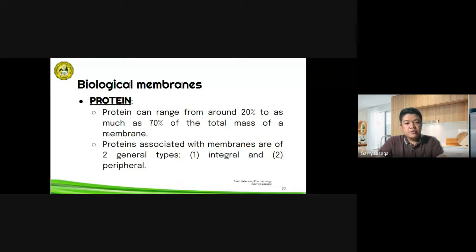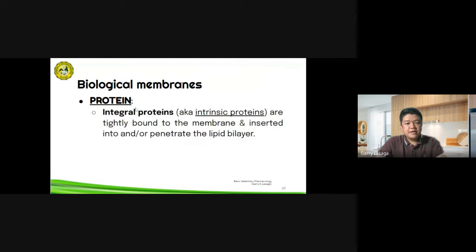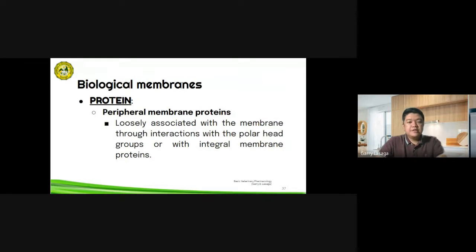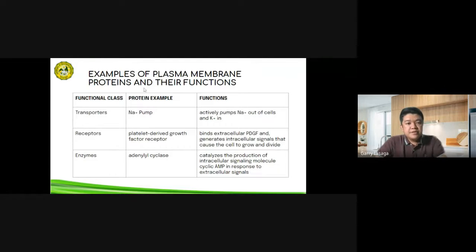There are two general types of proteins: the integral and the peripheral. Integral proteins are tightly bound to the membrane and inserted into or penetrate the lipid bilayer. Peripheral proteins are loosely associated with the membrane through interactions with polar head groups or with integral membrane proteins. These are some examples of proteins that are present on the cell membrane.